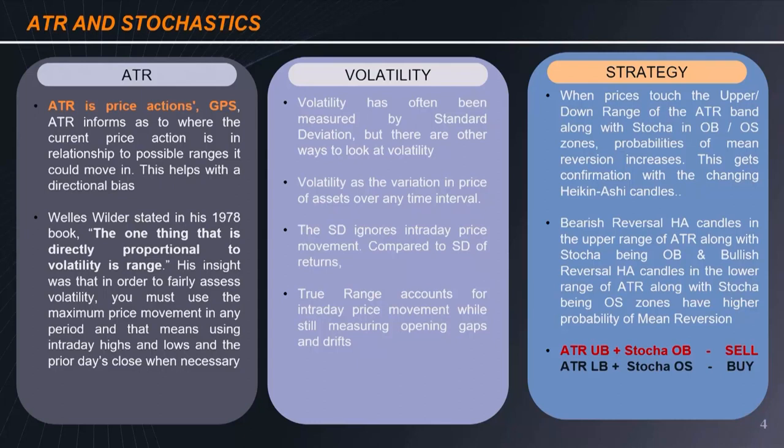So the bottom part of it: ATR upper band and stochastics overbought, that will be a sell, and ATR lower band and stochastics oversold, that will be a buy. It's a very, very simple but very, very effective strategy if you try to play it out on a positional basis. So that's first.